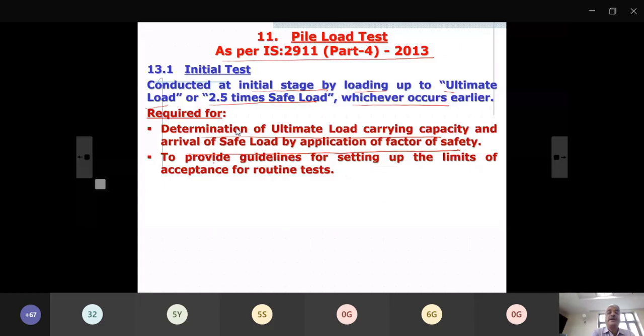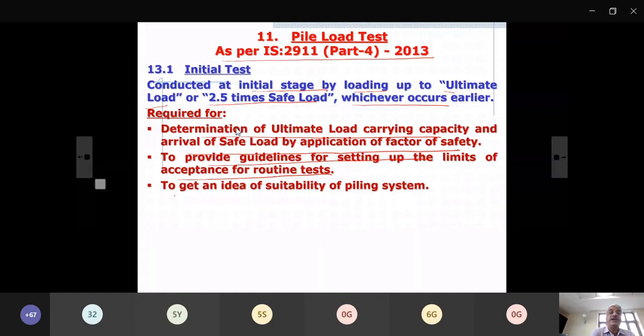Second thing is to provide guidelines for setting up the limits for acceptance for the routine test. From this, you will get a benchmark value from the initial pile load test, and with whatever multiplication, division and all required, we'll see, you have to get it in the routine test, the further test during the work. This is before starting mass work.